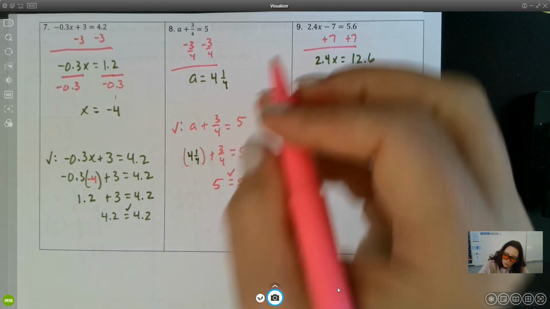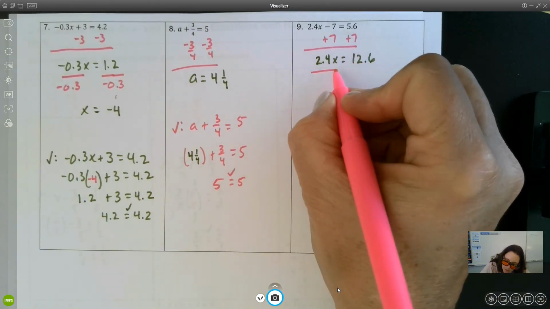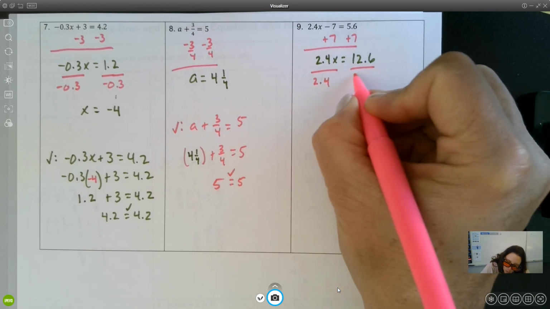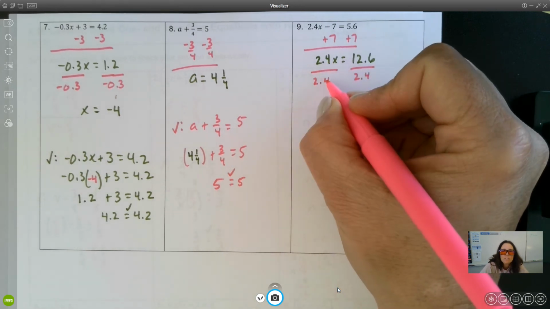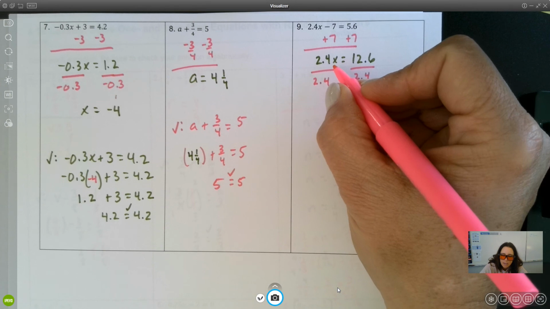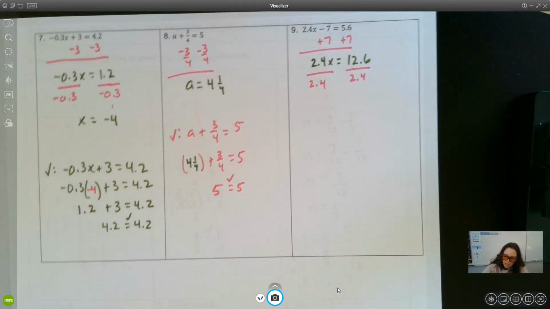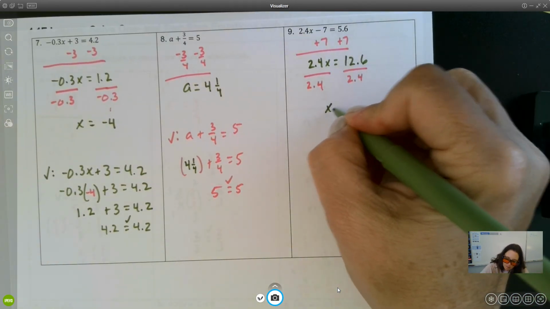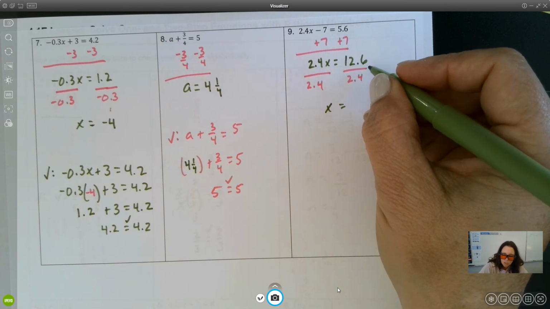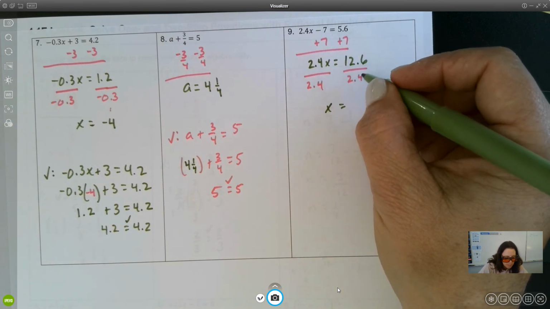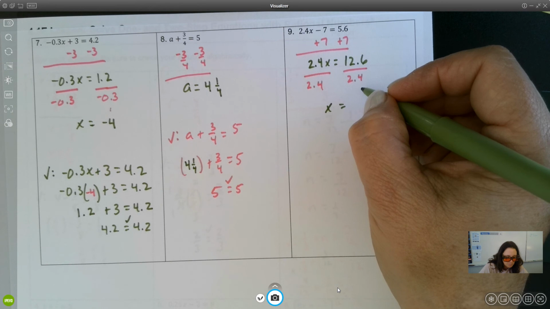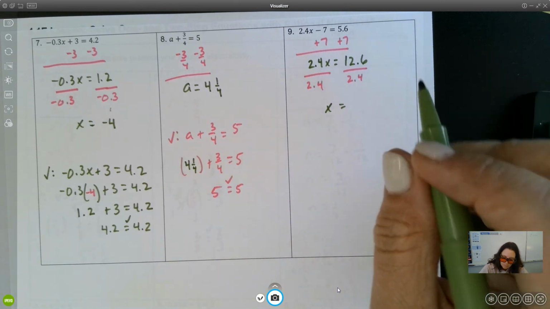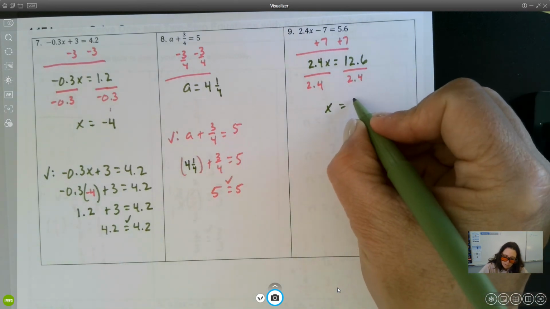Okay, to get rid of 2.4 times x, we would divide by 2.4. Isn't 2.4 divided by 2.4 1x? That's the whole point of that. Divide by 2.4. Please use a calculator if you need to. 12.6 divided by 2.4 is 5.25.